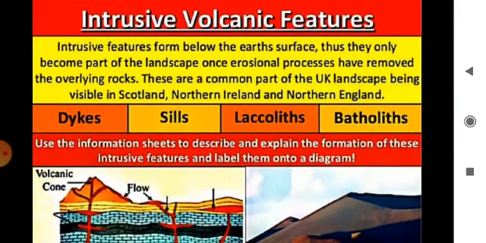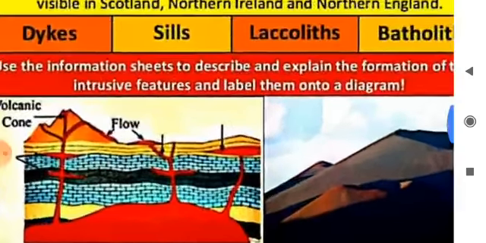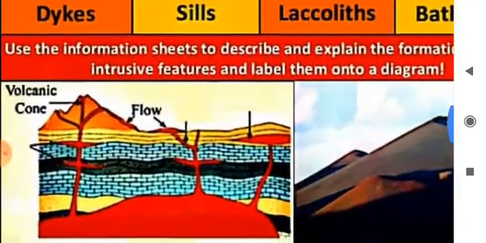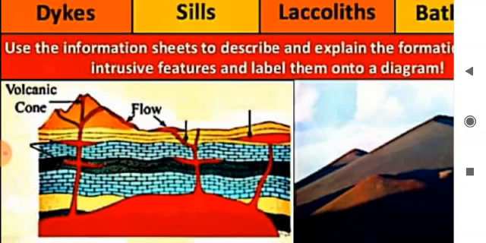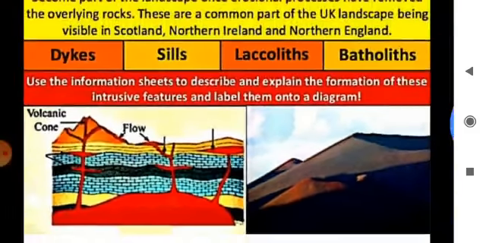Intrusive volcanic features. Intrusive type of landform occurs when lava solidifies within the earth's crust and gives rise to various shapes and forms like batholith, laccolith, and dike. Look at the picture. This portion has already been taught to you in the previous chapter. Come to the next point.